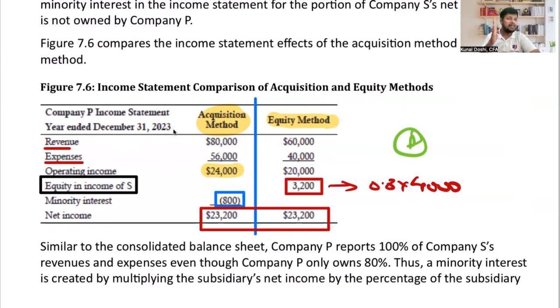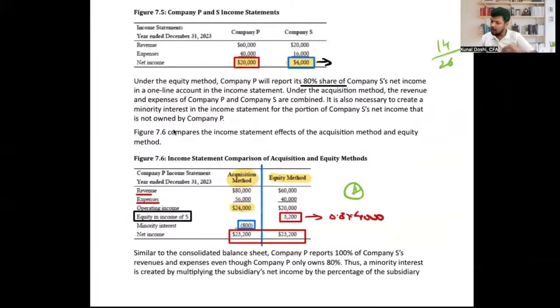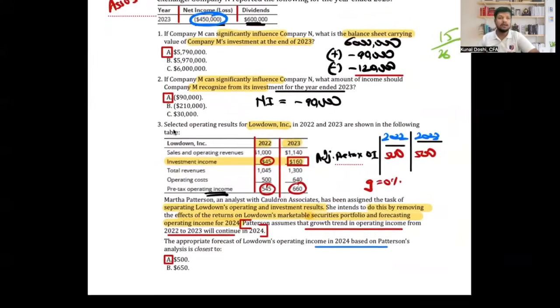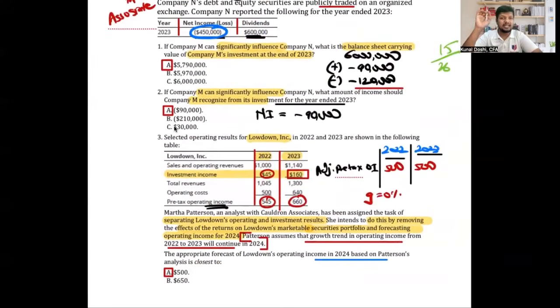Again, ring the bell. The total revenue and expenses are higher. Net income is the same under acquisition and equity method, right? Minority interest is only visible in acquisition method. Clear, everyone? All right. This is the major adjustment, or this is the major information that they are going to ask.